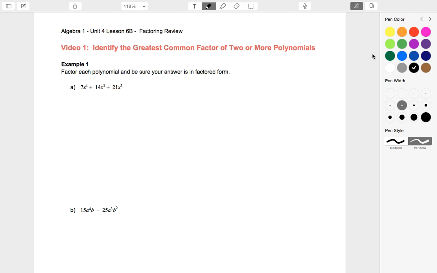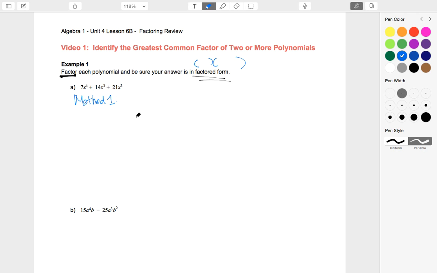So right here we have a polynomial, 7x to the fourth plus 14x cubed plus 21x squared, and it's asking us to factor each of these and make sure we get our final answer in factored form. Remembering that factored form means we have these two parentheses. Okay, so I'm going to show our first method that I've taught you before. So method 1.